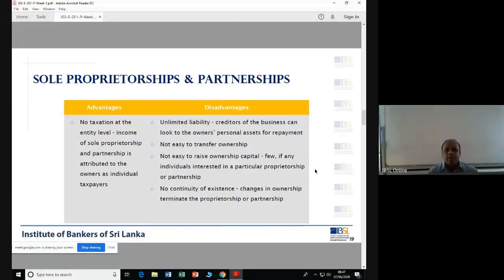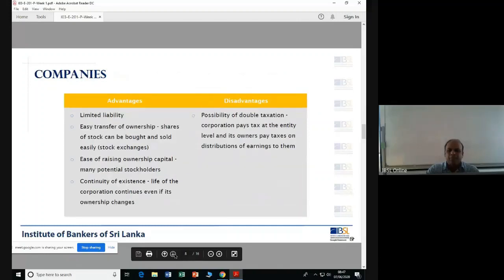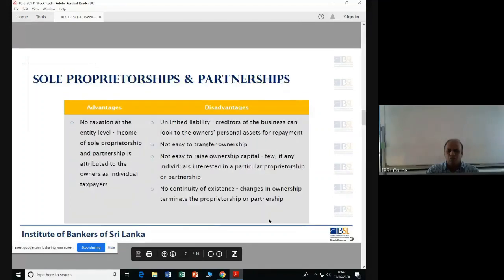So what I have done here is I have given advantages and disadvantages of these 2 businesses. A comparison for you all to understand what type of benefits and demerits there are when it comes to these 2 types of businesses. So for example, we can understand no taxation at the entity level: income of a sole proprietorship and partnership is attributed to the owners as individual taxpayers.